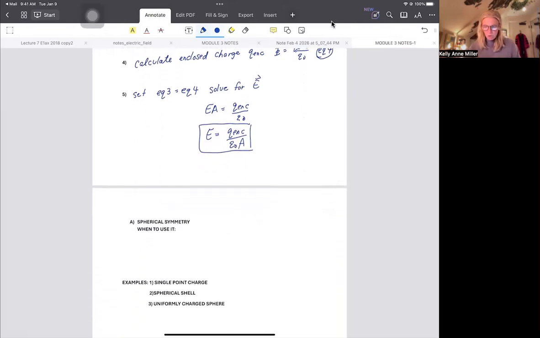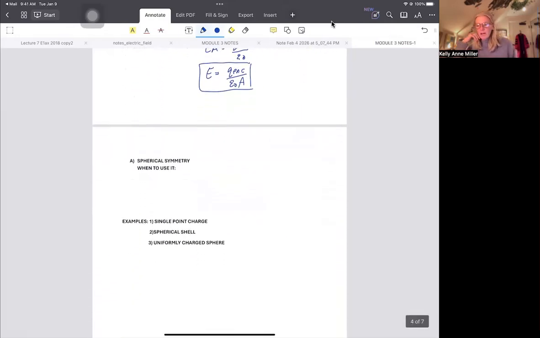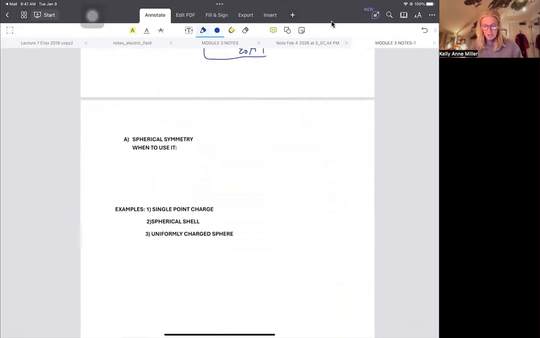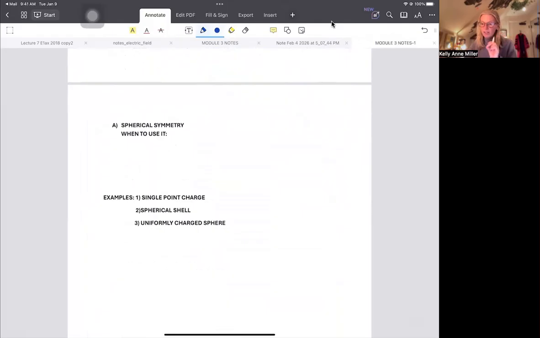Okay. So the first one that we're going to talk about is the spherical symmetry. I think you'll see quickly that it's very obvious. When you see a charge distribution, it becomes pretty obvious which symmetry to use in which situation. But just to be explicit about it, you use a spherical symmetry when the charge density depends only on the distance from some center point.